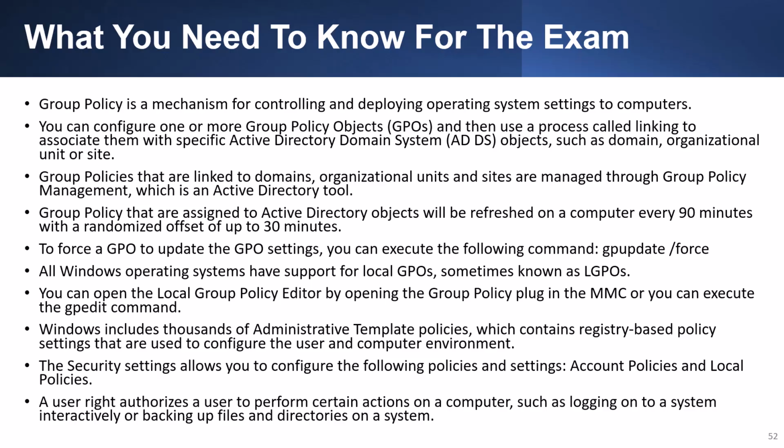To force the GPO to update the GPO settings, you can execute the following command: gpupdate /force. All Windows operating systems have support for local GPOs, known as LGPOs. You can open the local group policy editor by opening the group policy plugin in the MMC, or you can execute the gpedit command. Windows includes thousands of administrative template policies, which contain registry-based policy settings that are used to configure the user and computer environment.